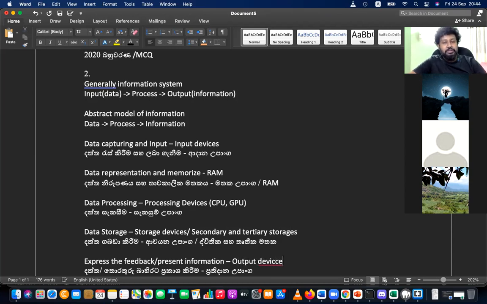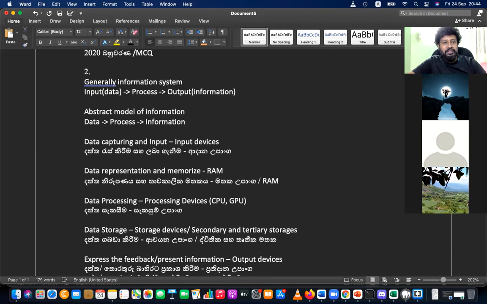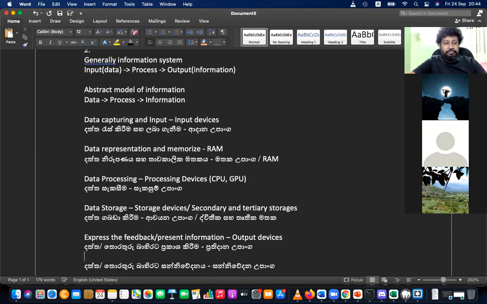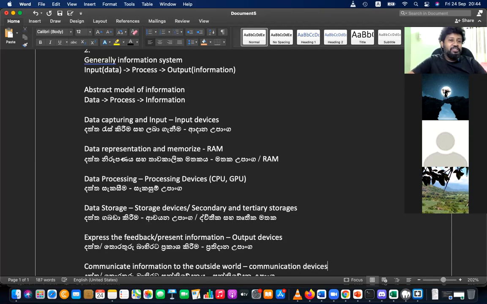This is more detailed, right? This is how you can remember the devices in your hardware system. And then finally, you have to communicate information to the outside world. You can write this. Please write this. To do that, we are using communication devices. Actually, this is a more detailed description of what is happening in the computer. Generally it is input, process, output, but this has more details.